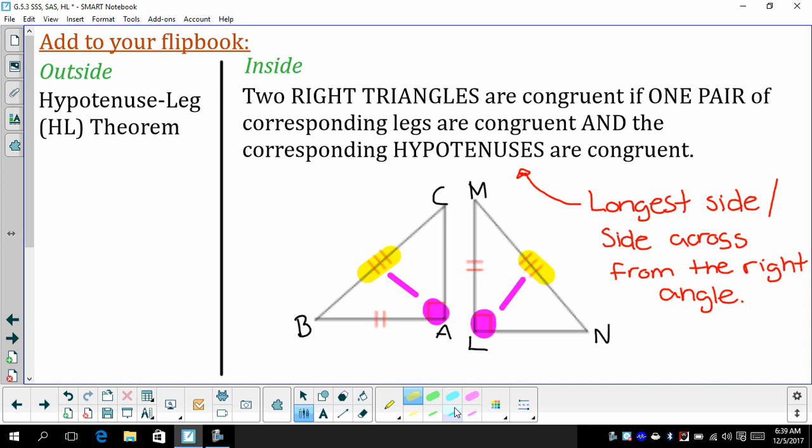and also 1 pair of legs, so 1 pair of the other sides, like AB and ML. So I have right triangles, the hypotenuses are congruent, and then 1 other pair of sides, which we call legs, are congruent. Then we have the hypotenuse-leg theorem, or HL, and we can say that those 2 right triangles are congruent to each other.